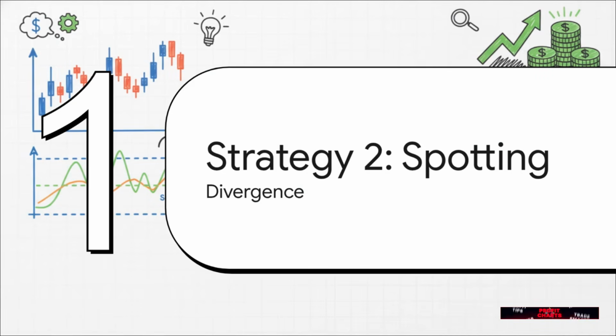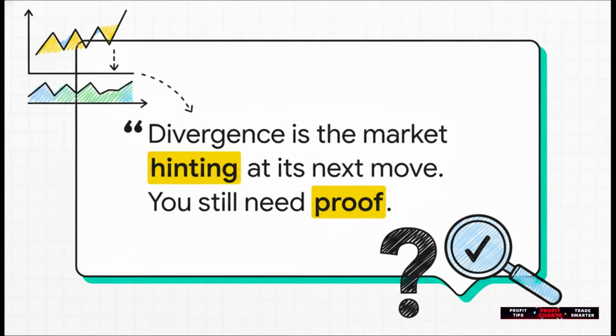All right, on to our second core strategy, spotting divergence. Now this is cool. This is when there's an argument, a disagreement between what the price is doing and what our momentum indicator is doing. And this little argument often gives us the best clues that a reversal might be coming. So what is divergence exactly?